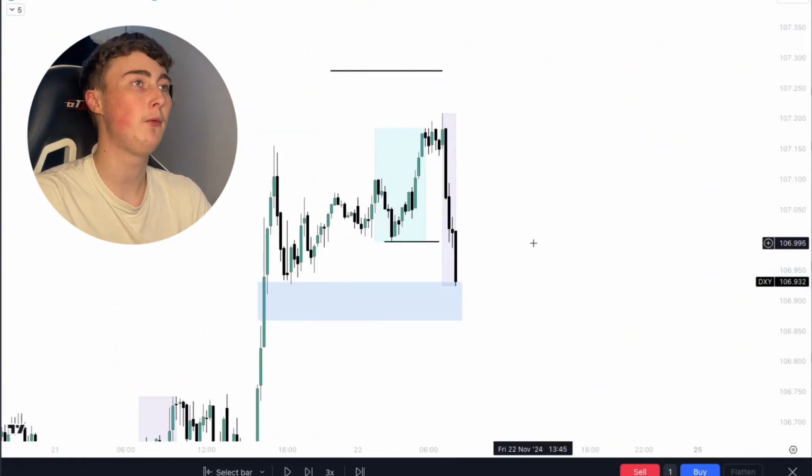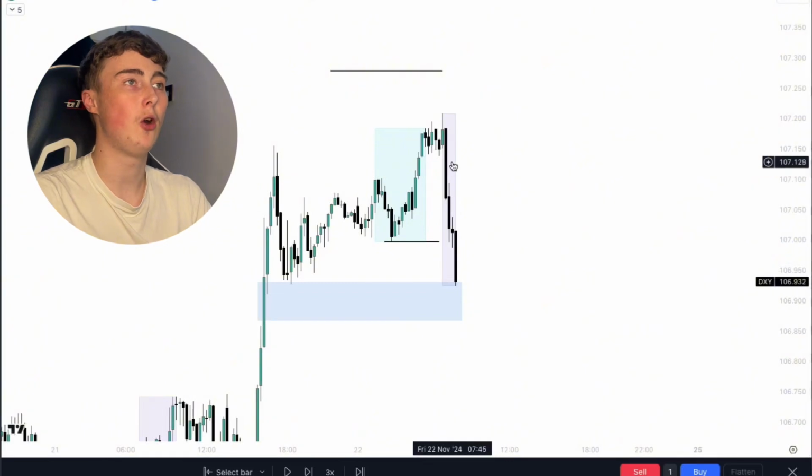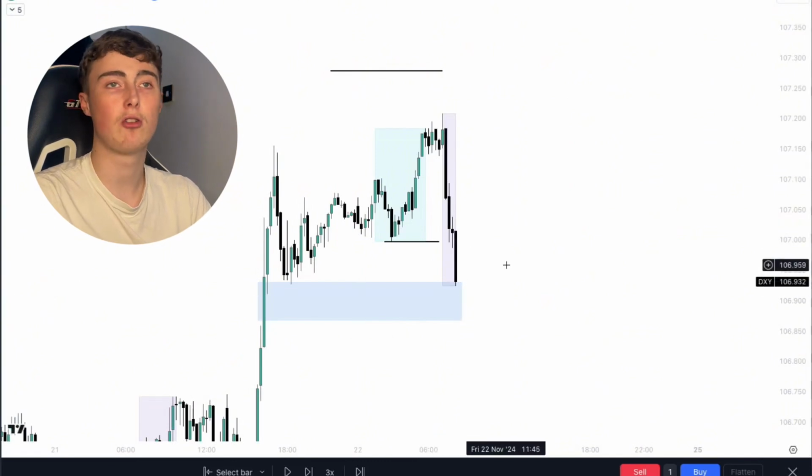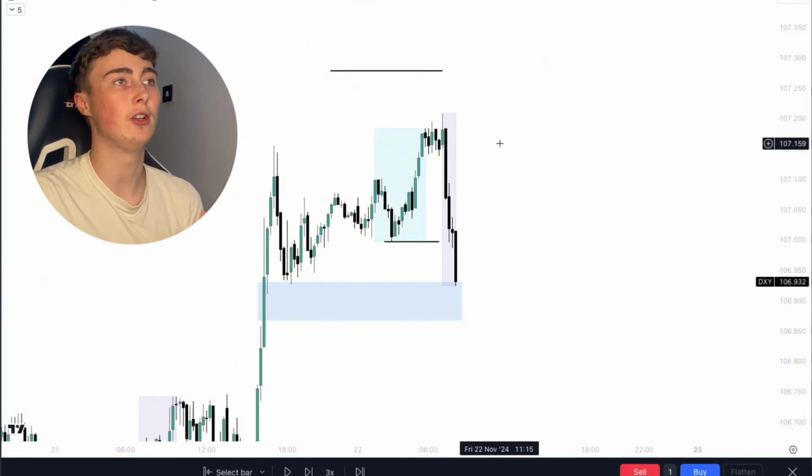That is a clear sign of manipulation, and I believe ICT talks about it like an elephant jumping in a pool. So if we have a look back at this example, you can already see it's very, very obvious when you look at it that we have an aggressive move through the liquidity. Price didn't mess around, it just swept it very, very aggressively. That is a clear sign of manipulation and gives me way more confidence in the fact that we're now going to move in the other direction.